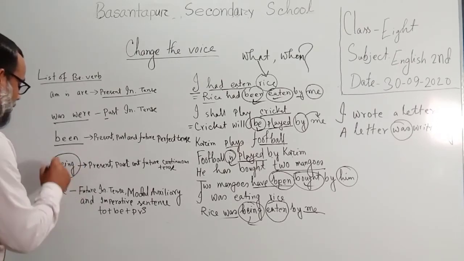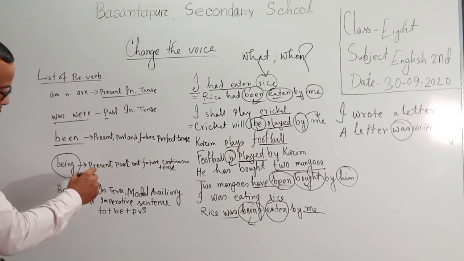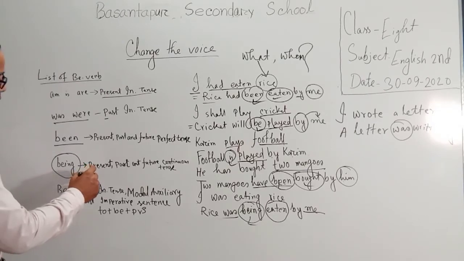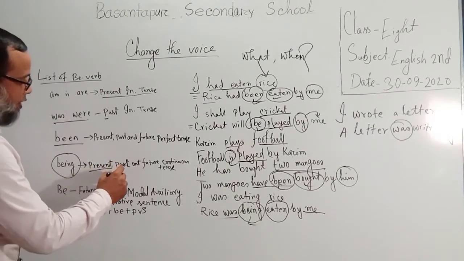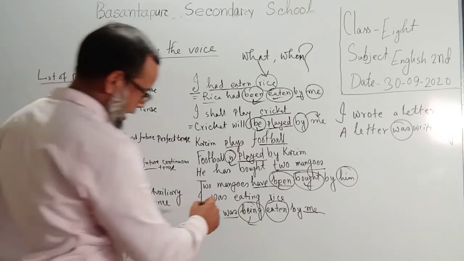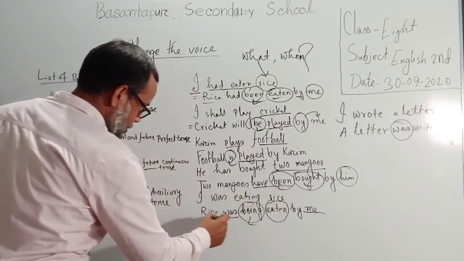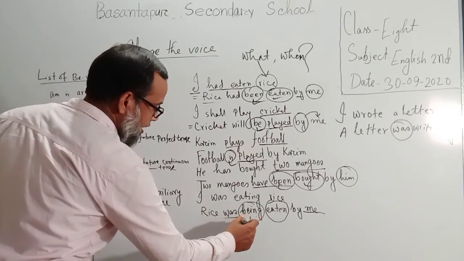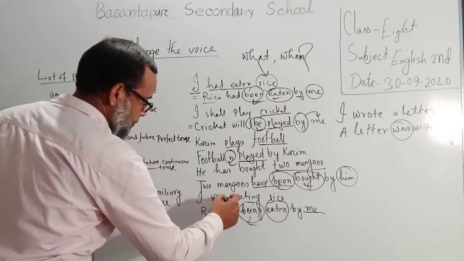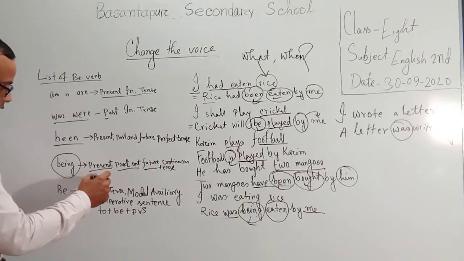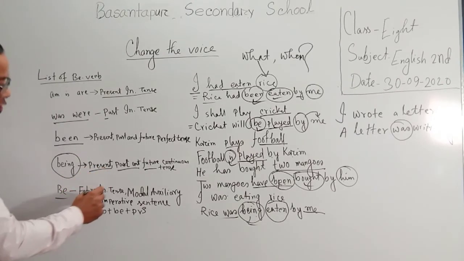And being is used before the past participle form to make the passive form, and it is generally used in present continuous, past continuous and future continuous tense. Here, I was eating rice. Rice was being eaten. In past continuous tense being is used.